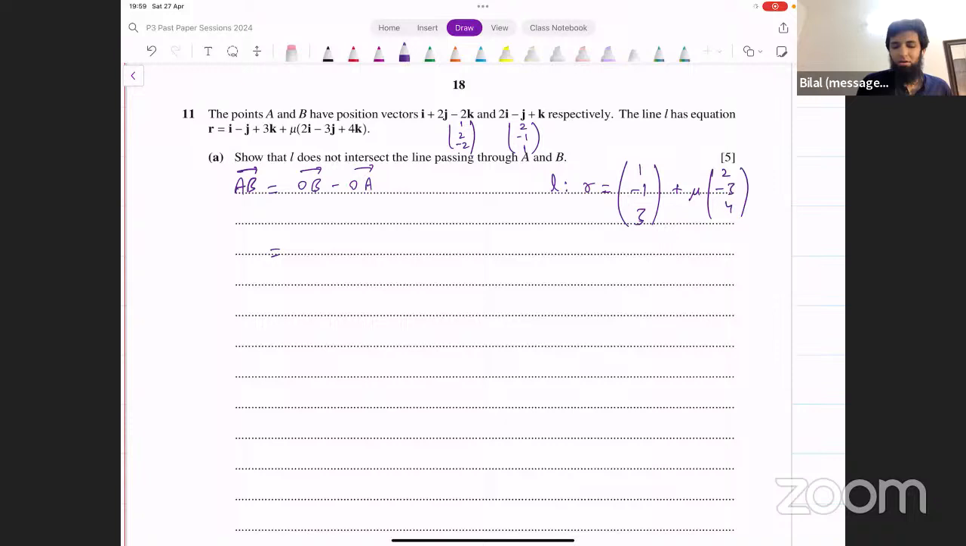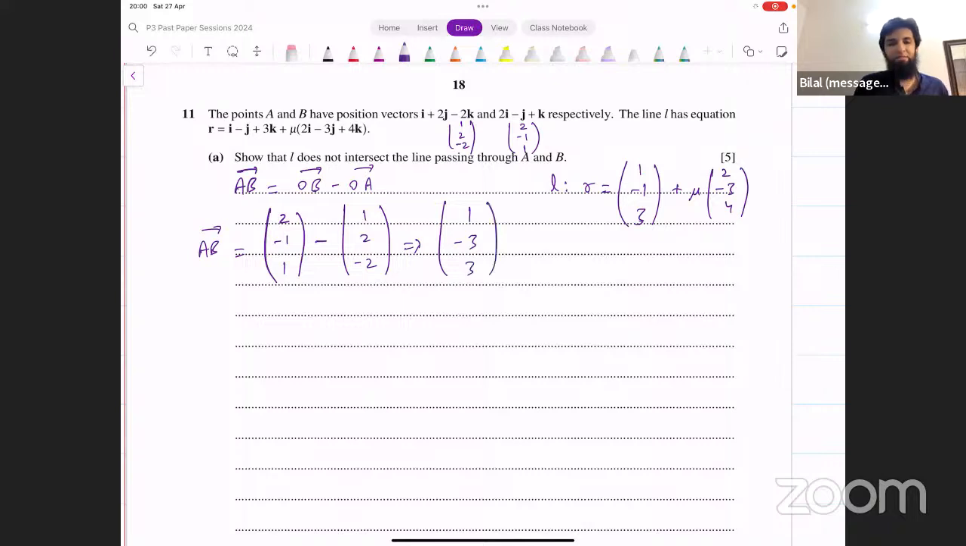Okay. What's that going to be? 2 minus 1, 1. Subtract from that 1, 2, minus 2. And the vector AB turns out to be 1 minus 3 and 3. This is the vector AB.